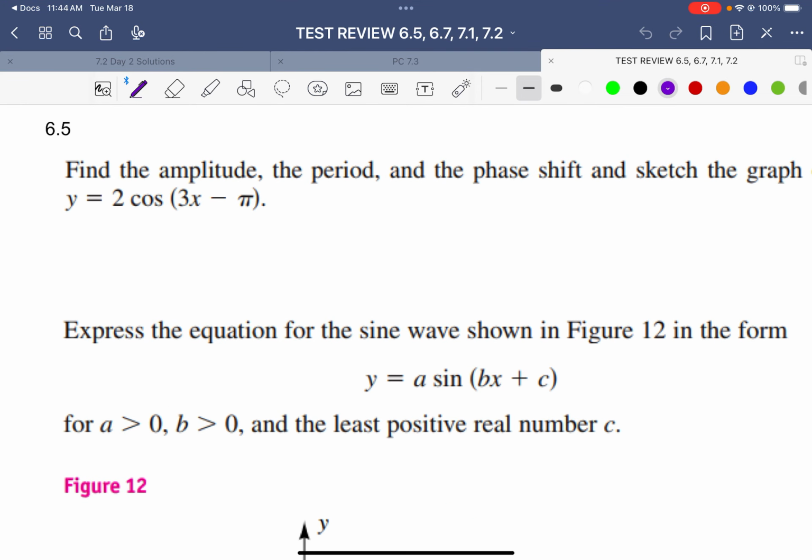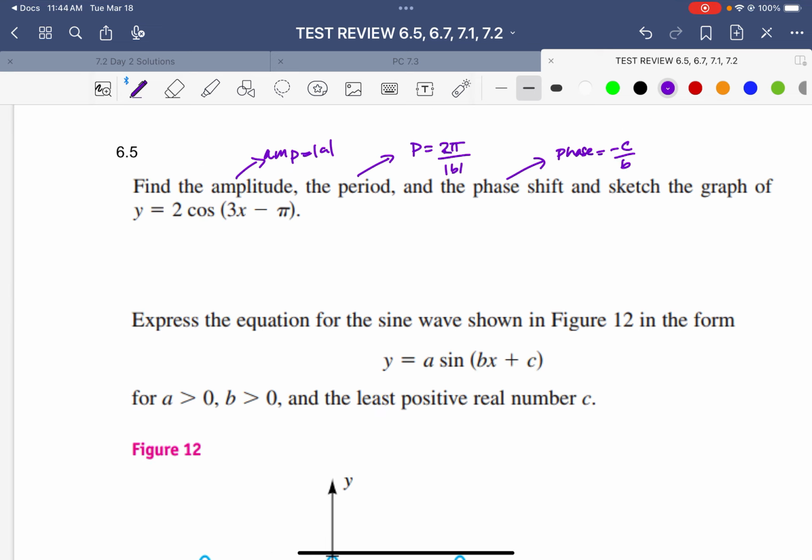Let us do a review. If we're trying to find the amplitude, I know that the amplitude is the absolute value of A. If we're trying to find the period, I know that that is 2 pi over absolute B. And the phase shift is negative C over B. And then sketch the graph.